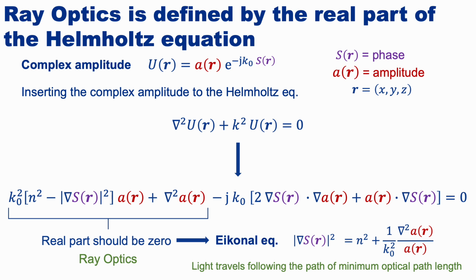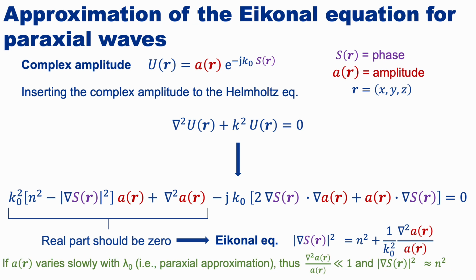And basically the Eikonal equation is telling us that the light travels the path with minimum optical path length, which in the case of a uniform refractive index is going to be a straight line. And that's something that we already introduced as a principle in module number 1 in ray optics.